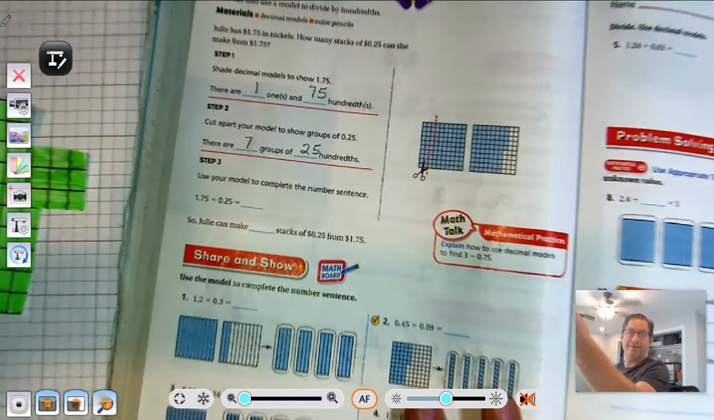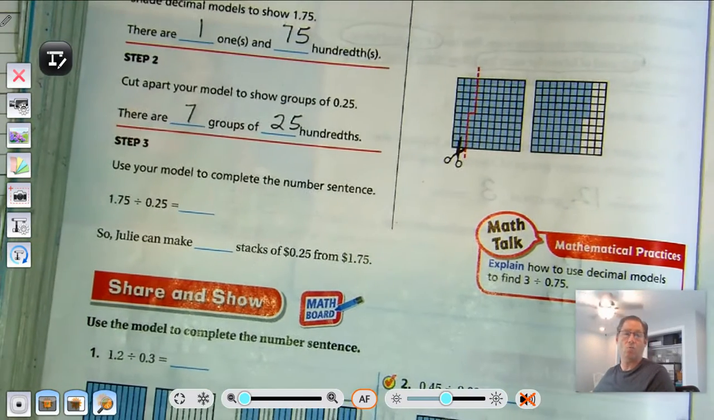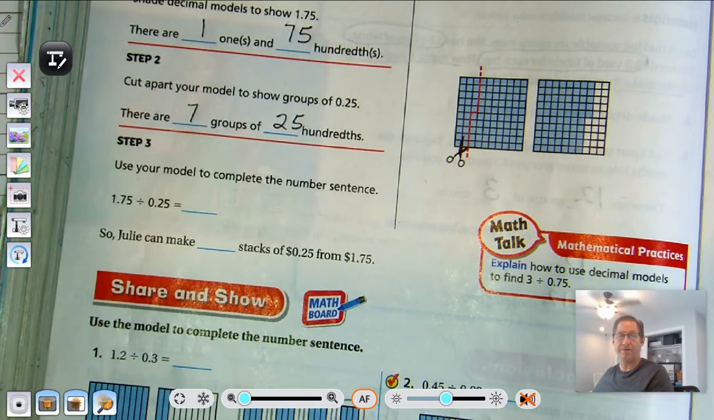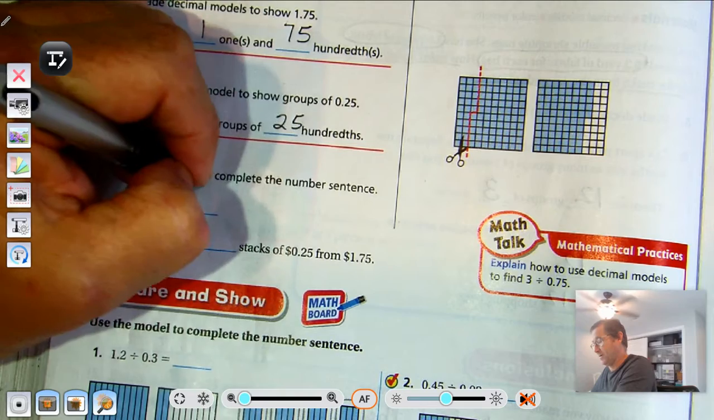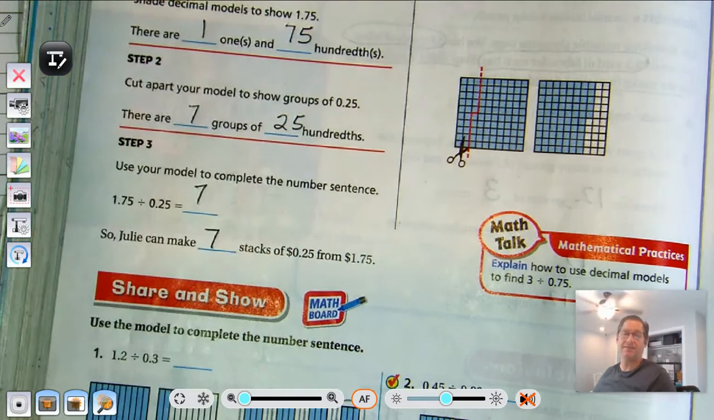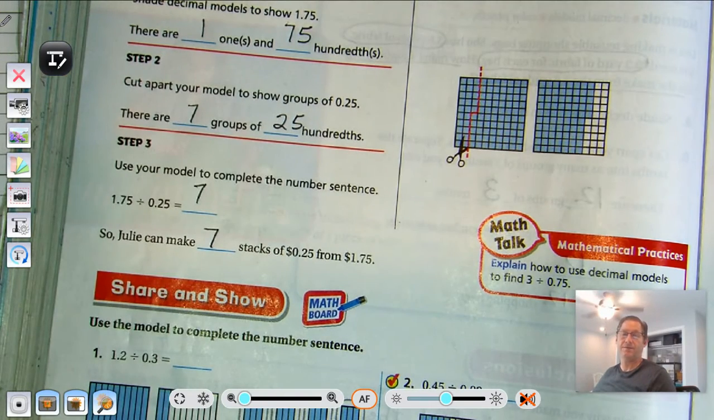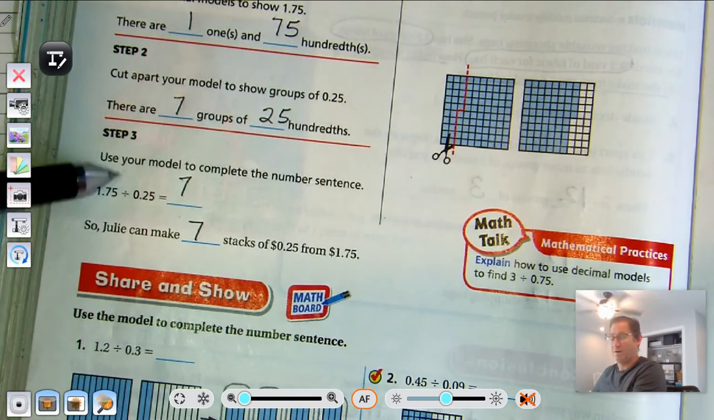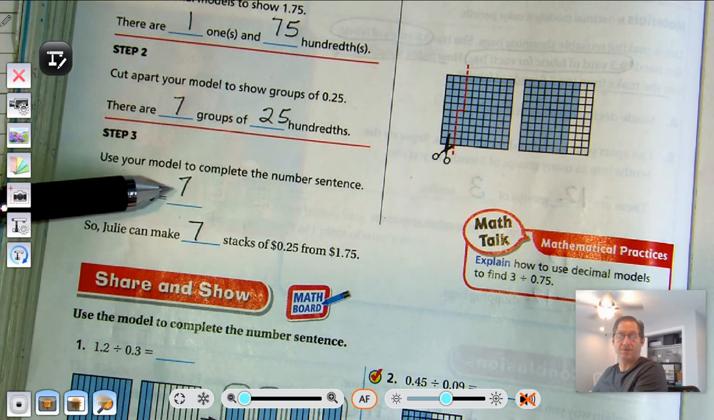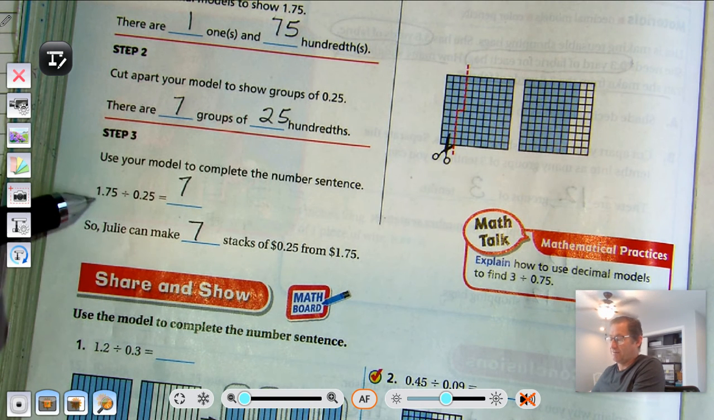So what is 1 and 75 hundredths divided by 25 hundredths? 7. So she can make 7 stacks of 25 cents from $1.75. Okay. So basically, when we say 1 and 75 hundredths divided by 25 hundredths, we can actually just think of it as 175 divided by 25.